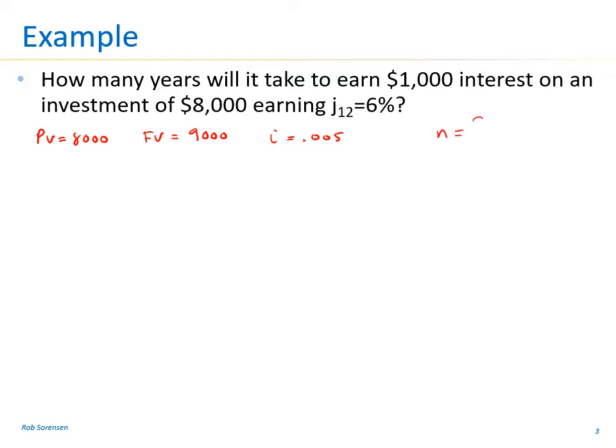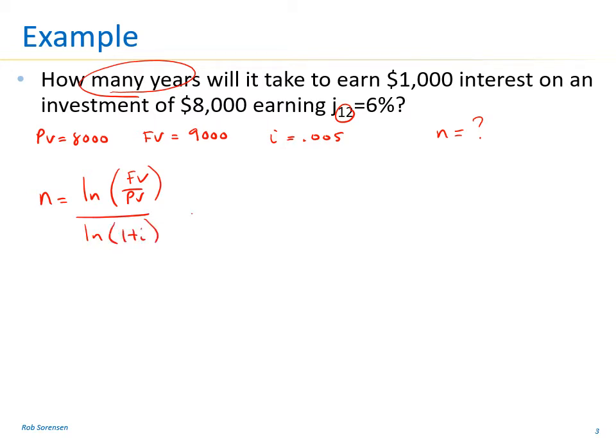It's a how long question. I'll put a question mark there. Notice it says, by the way, how many years. So whatever I get, I'm going to have to convert back to years. In this case, the rate is compounded monthly, so my answer will be months. So I'll have to keep that in mind at the very end. You'll see. So let's go ahead and work our way through this one. Let's start with the formula. The log of future value over present value divided by the log of 1 plus i.